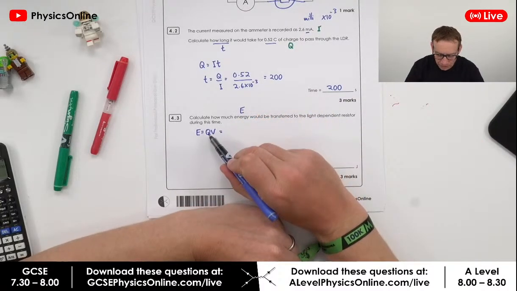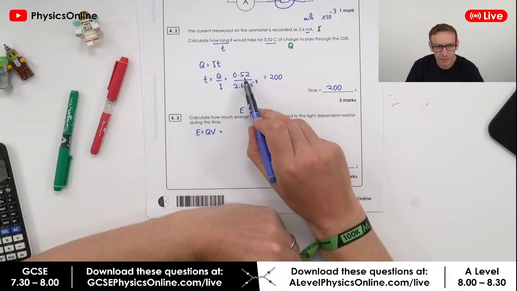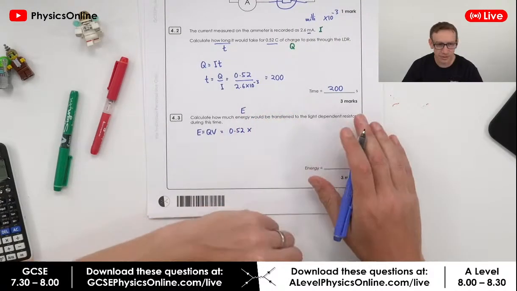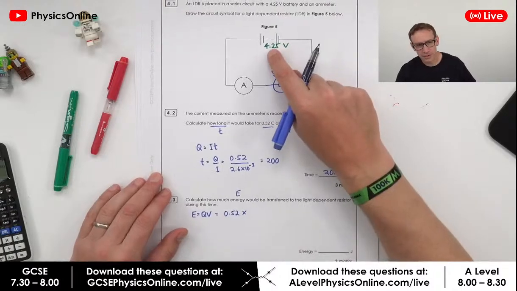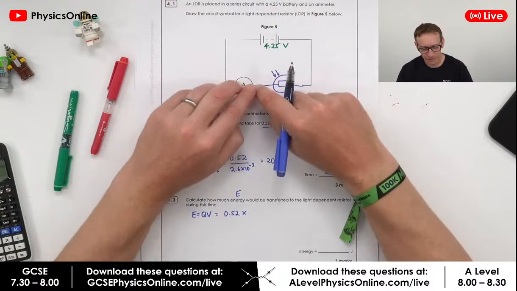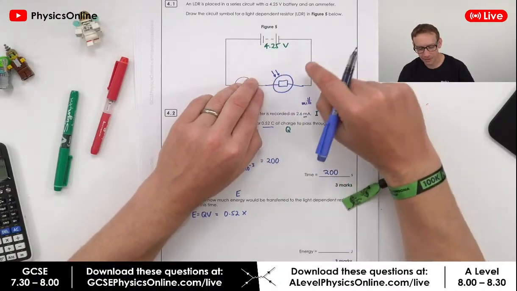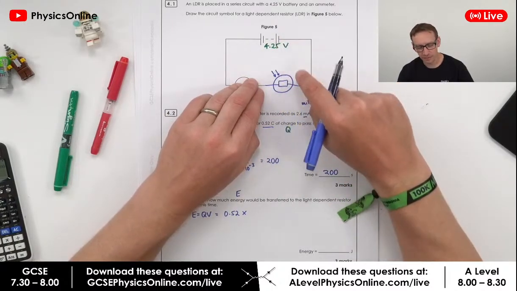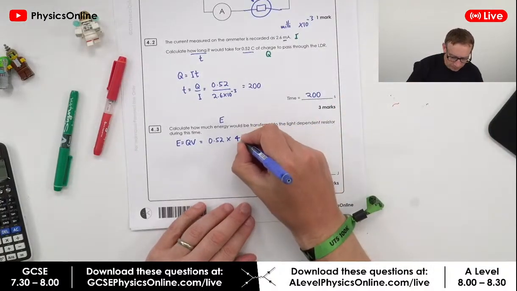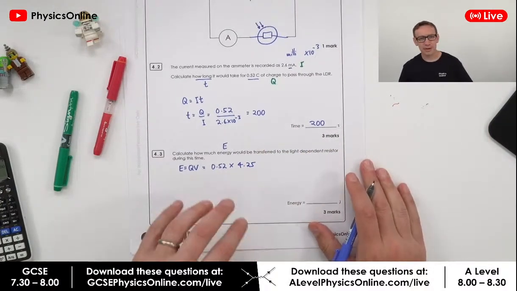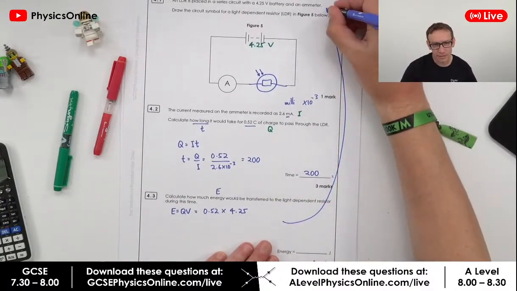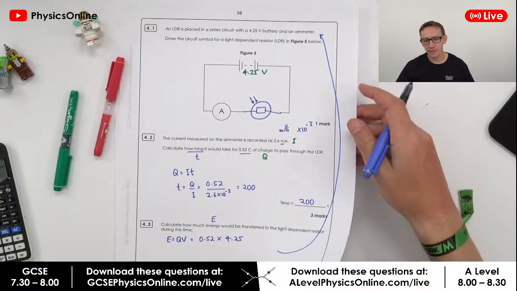So we know the charge transferred is equal to 0.52 coulombs. And the potential difference across it, well, there's 4.25 volts across the battery, the ammeter has zero resistance, and therefore there's going to be no potential difference across that. That means the whole 4.25 volts is going to be across this component over here, and therefore that's times 4.25. So this question was tricky because the data you needed was right back at the beginning of the question all the way up here. So that's why it's a tricky one.